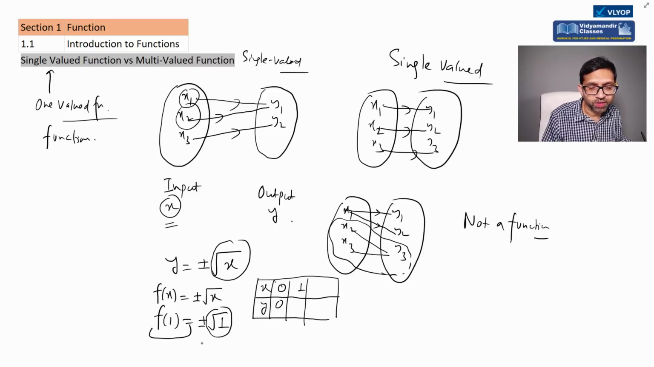Root of 1 is 1, because if we take the square of 1, we get 1. So the square root is also 1. Square root is the reverse operation of square, so the answer I get is plus minus 1.